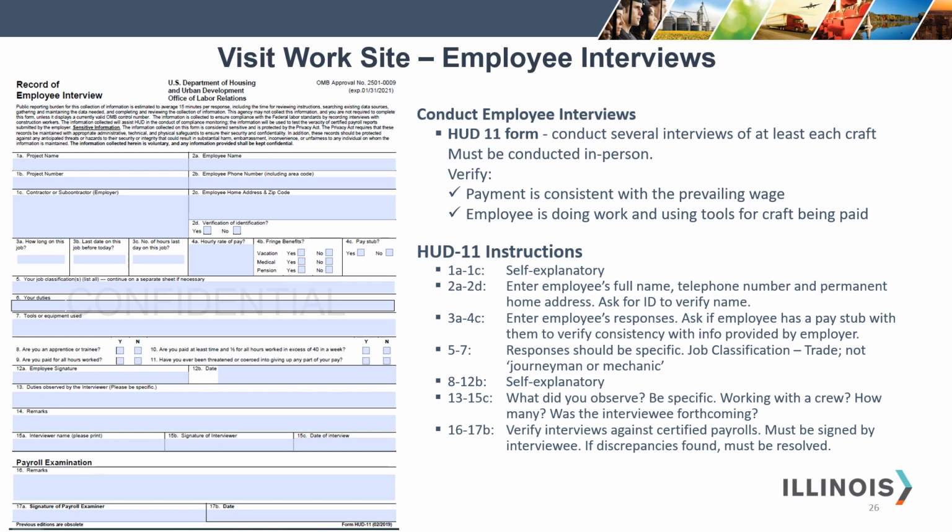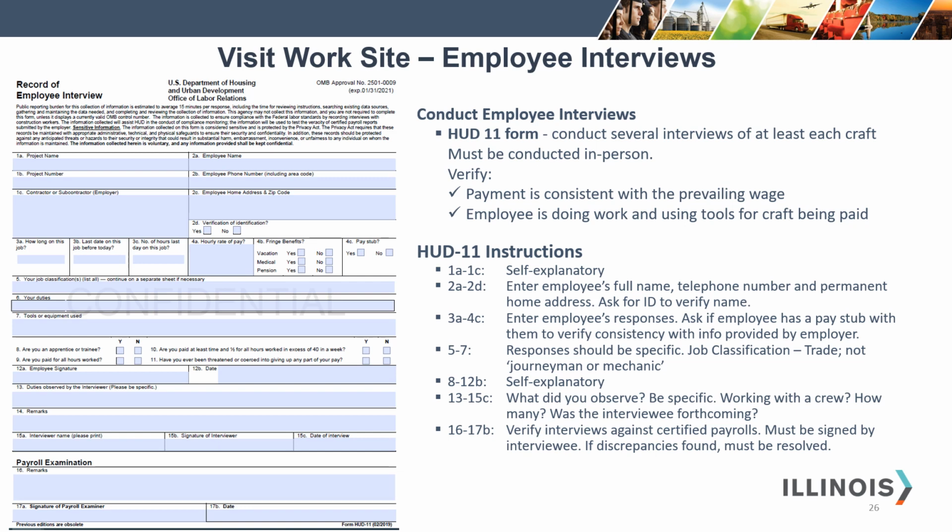Ask for an ID to verify their name. Section 3A to 4C, enter the employee's responses. Ask if the employee has a pay stub with them to verify consistency with the information provided by the employer. 5 through 7, the responses should be specific. The job classification or trade, not I'm a journeyman or a mechanic. So if you get that response, please ask for clarification. Items 8 through 12B are self-explanatory.